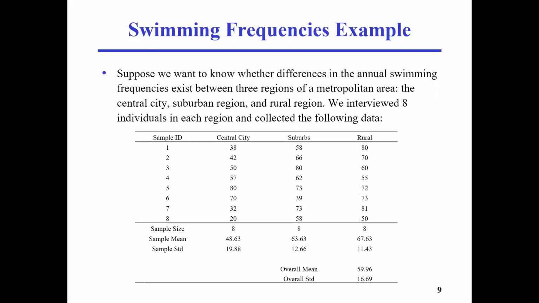Okay, so now we actually have 3 samples, right? Sample 1 for central city, sample 2 for suburbs, sample 3 for rural. In each sample, there are 8 observations, all listed here in this table. We also have the sample sizes, 8, 8, 8, the sample mean and sample standard deviation, and eventually the overall mean and overall standard deviation for all 3 samples. They have been prepared.